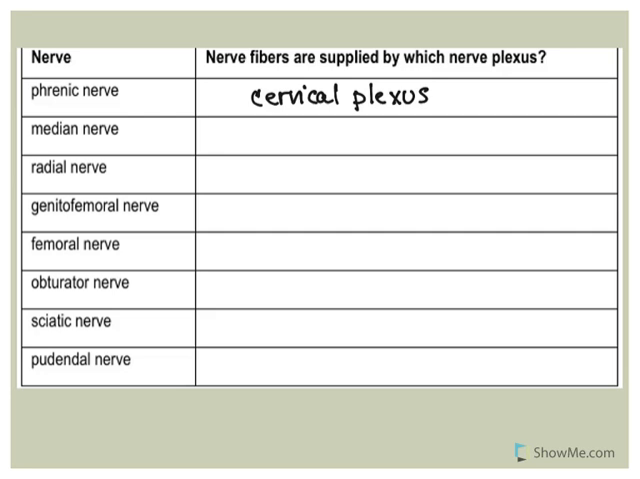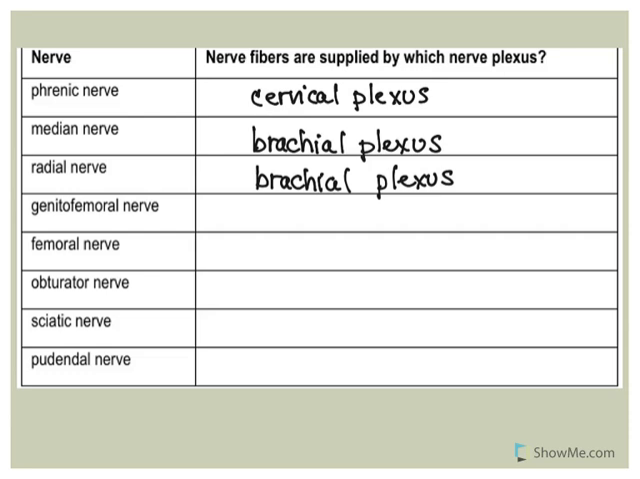The median and radial nerves, those are two nerves that have fibers from the brachial plexus. So the brachial plexus supplies innervation to structures in your arm. And I know brachial means upper arm, but it's going to provide innervation to your entire upper extremity, including your forearm and your hand. So brachial plexus for median and radial nerve.